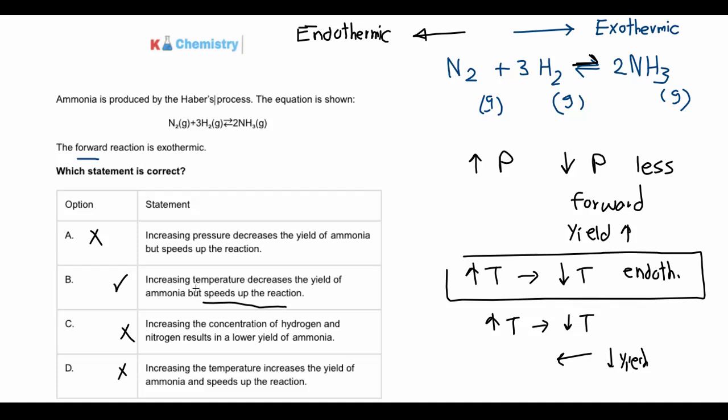So here I said I am increasing the temperature, which decreases the yield because I form less ammonia because I moved backward here, but I speed up the reaction. I make the reaction faster because I have increased the temperature. So this means that I have decreased the yield, but I have increased the rate of the reaction, which is very good for me. This is actually the best option to do in this Haber's process.